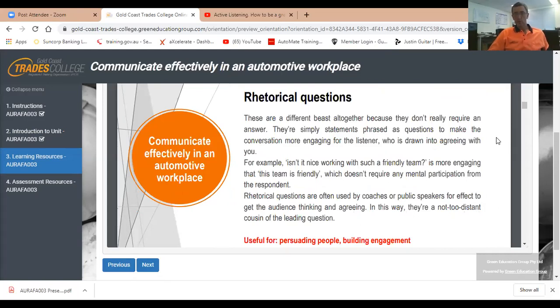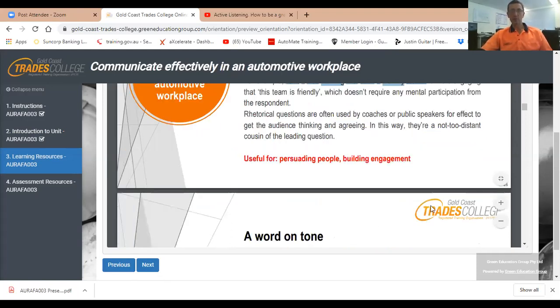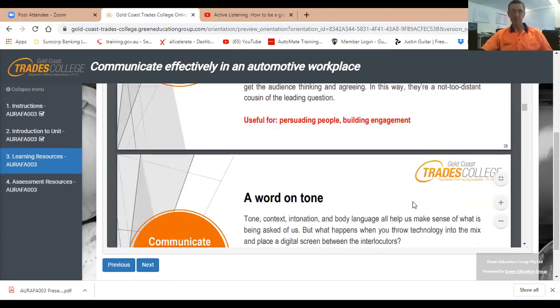Rhetorical questions are often used by coaches or public speakers for effect, to get the audience thinking and agreeing. In this way, they're a not too distant cousin of the leading question. So they're useful for persuading people and building engagement. So you can look at this question here. Isn't it nice working with such a friendly team? It's hard to answer no to that one, isn't it? So useful for persuading people and building engagement.